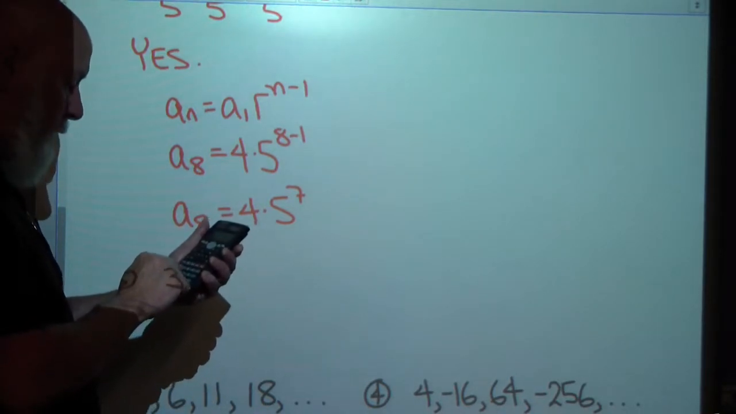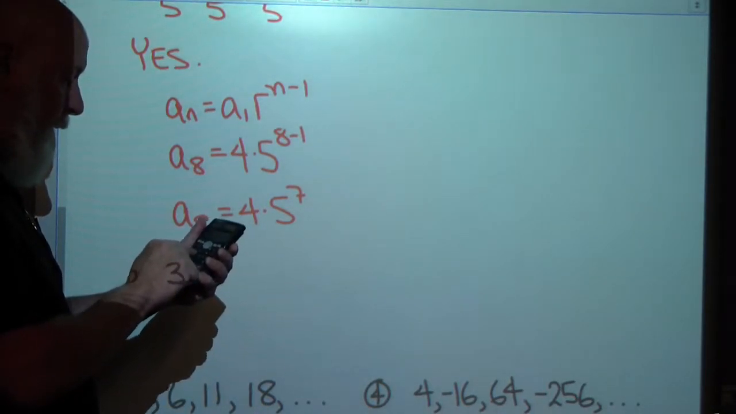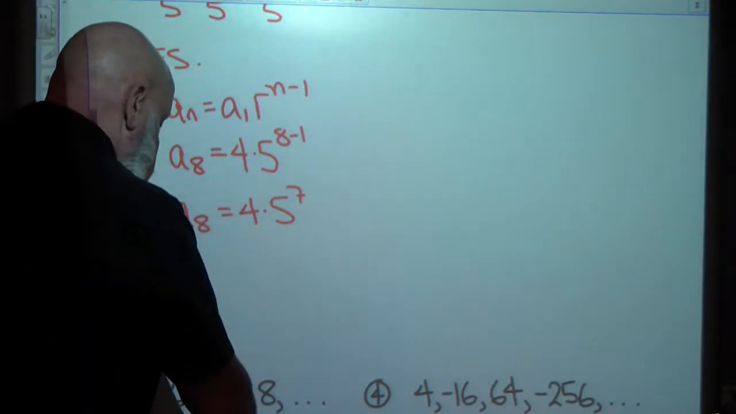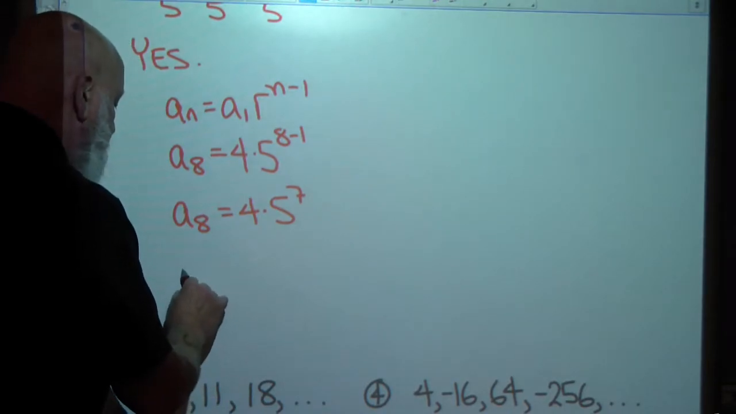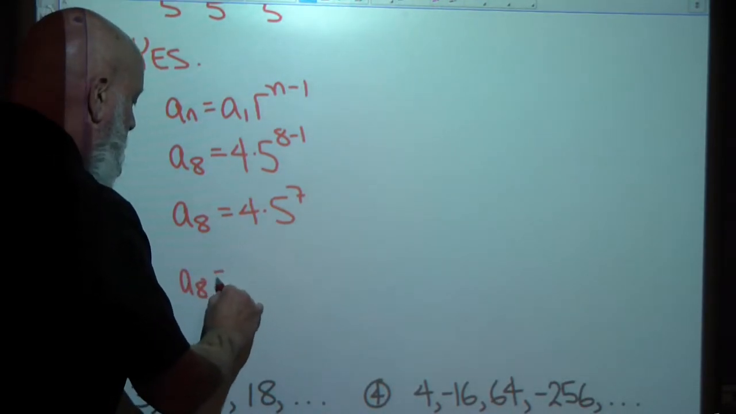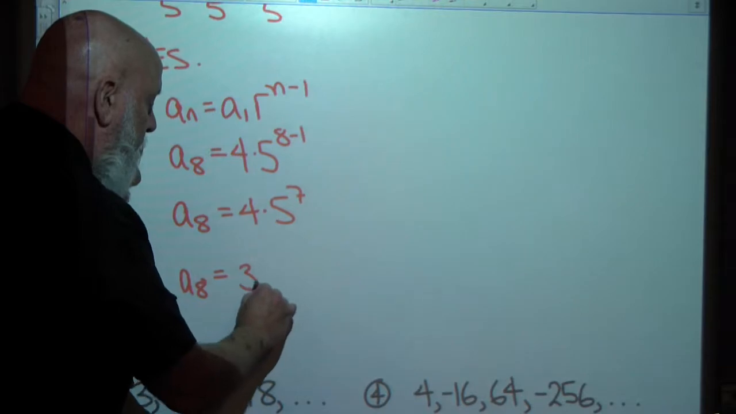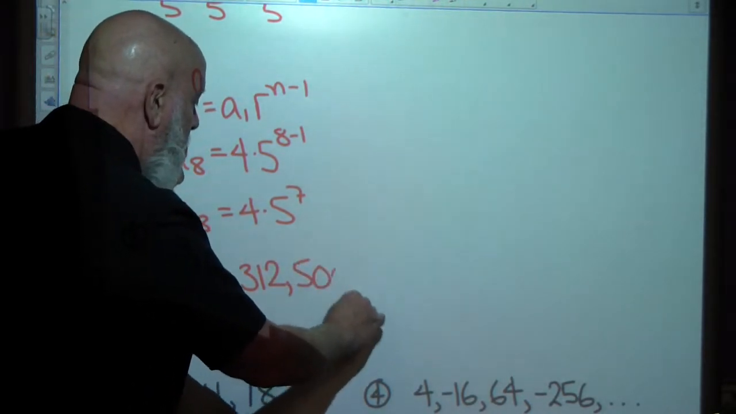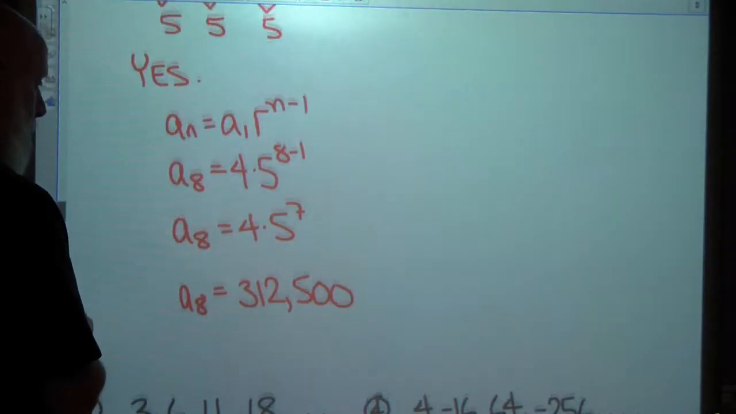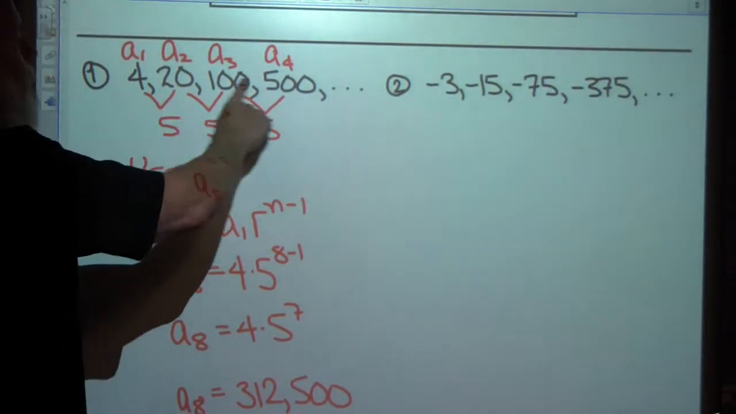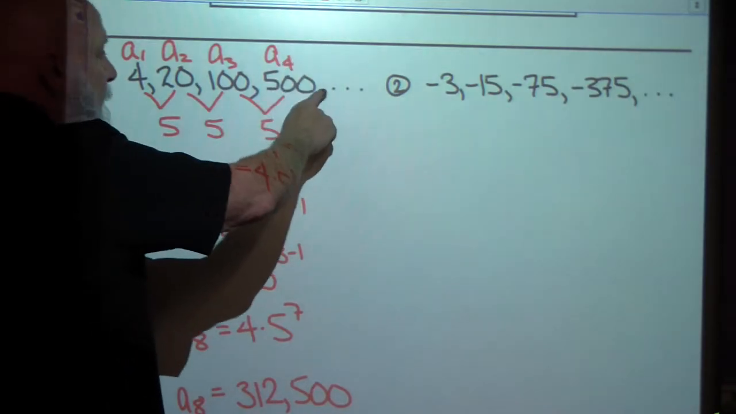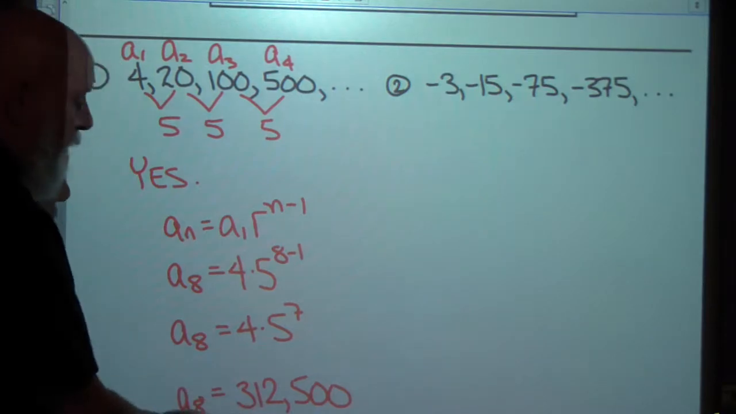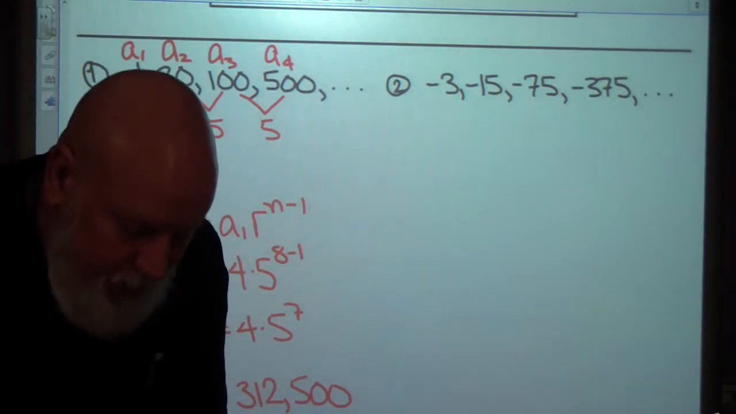There we go. 4 times 5 to the 7th power equals 312,500. So the 8th term in this sequence, if I haven't made a mistake, is 312,500. Here's my sequence. There's the first 4 terms. If I keep multiplying by 5, on the 8th term, we'll be at 312,500. And let me see if I got that right.